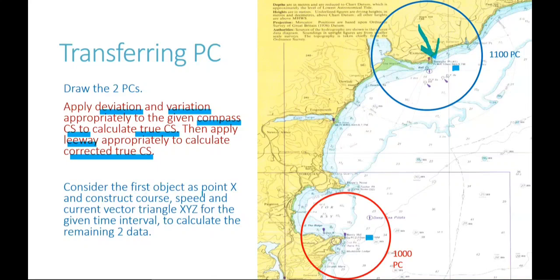Now consider the first object as point X. So let's mark it as point X. Berry Head Lighthouse is point X for us. And construct the course, speed and current vector triangle XYZ for the given time interval.